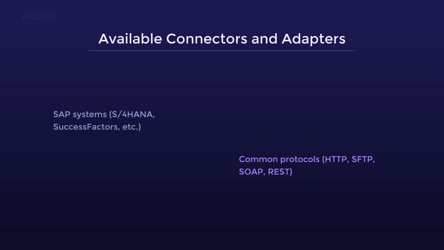Common protocols: HTTP, SFTP, SOAP, REST. These are standard communication methods that allow your applications to talk to other systems. For example, using REST, your BTP app can fetch live weather data from a public API. Mastering these protocols is essential for seamless system integration.